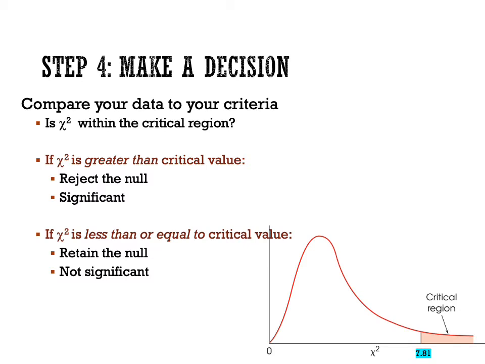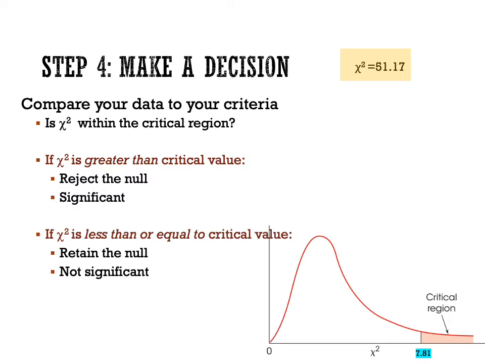All right, last step here, we're going to make a decision. To do that, we're going to compare our chi-square value to our criteria to see if it falls within the critical region. If our chi-square is greater than our critical value, we can reject the null hypothesis. And if it is less than or equal to the critical value, then we retain the null hypothesis. So let's check out what we have. Our chi-square statistic was 51.17. Our critical value is 7.81. And that's obviously greater than our critical value.